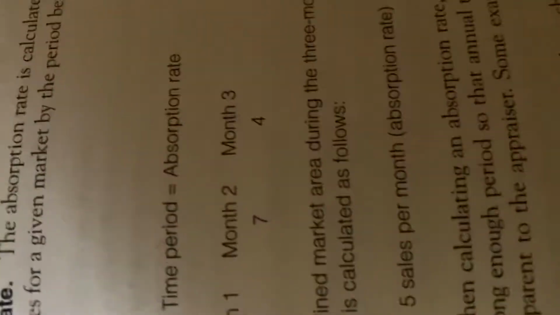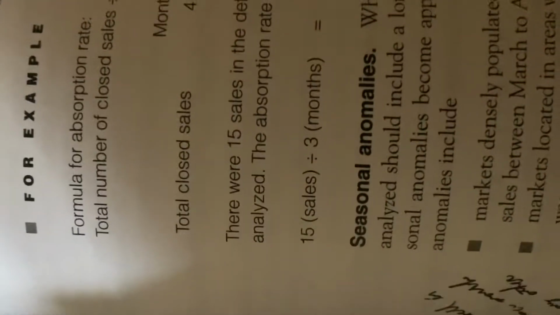In month 1, it was 4. Month 2, it was 7. And month 3, it was 4. There were 15 sales in the defined market area during the 3-month period being analyzed. The absorption rate is calculated as follows. You've got 15 closed sales. Now divide that by 3 months. That equals 5 sales per month. That's the absorption rate.